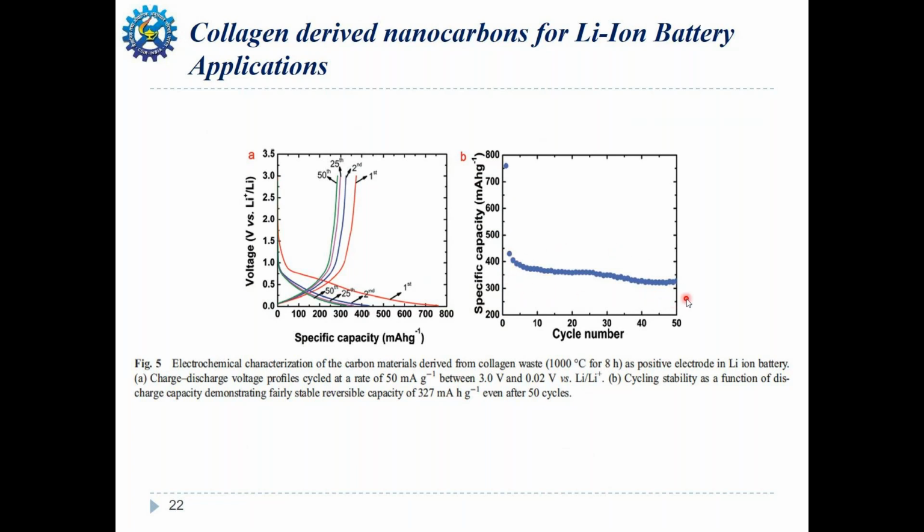These materials can be used with a specific capacity of 327 milliamp hour per gram. Even after 50 cycles, the stability is there. So the cycling stability is good for these materials.